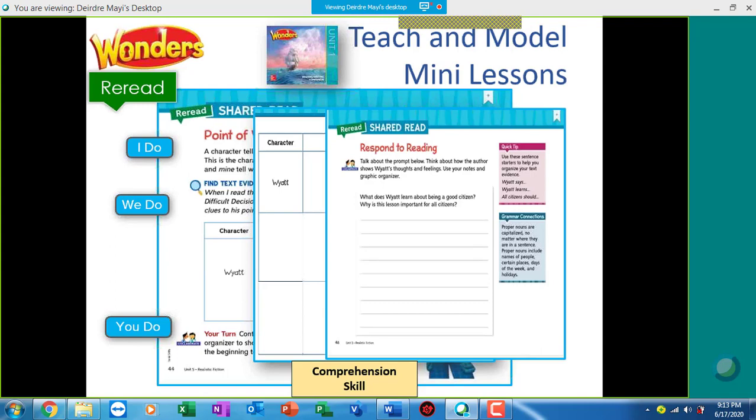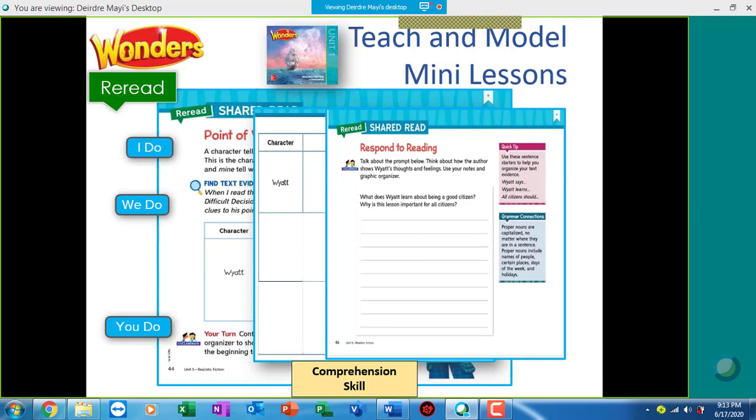Another part of rereading has to do with students being able to respond to the text that they're reading. So the students are asked to talk about the prompts below. Think about how the author shows Wyatt's thoughts and feelings. Use your notes and graphic organizer. What does Wyatt learn about being a good citizen? Why is this lesson important for all citizens?